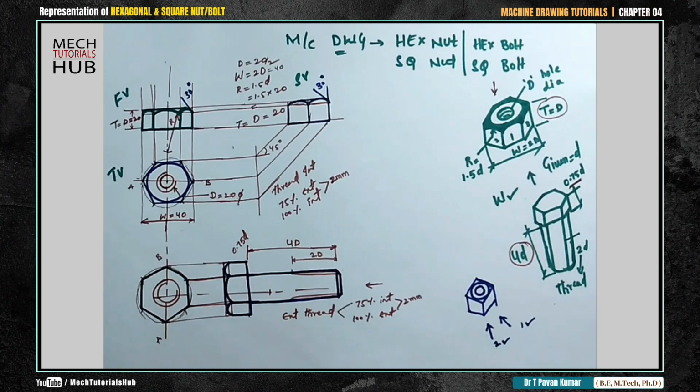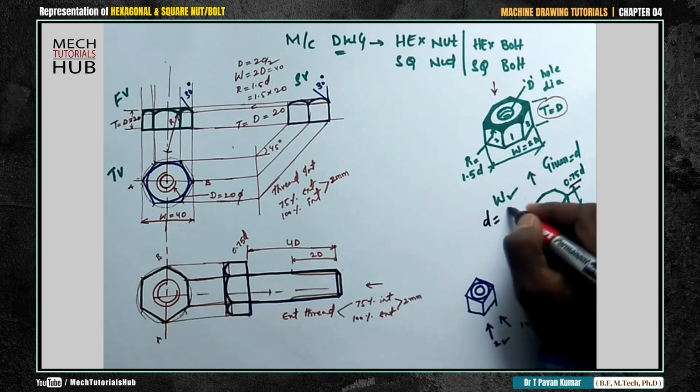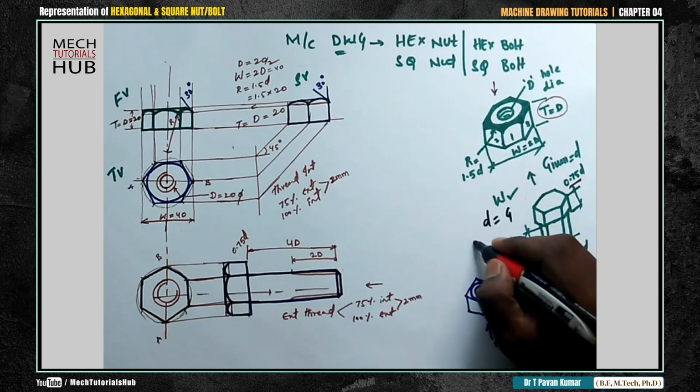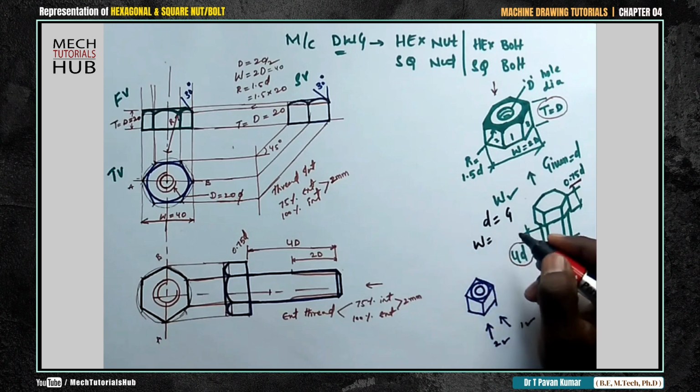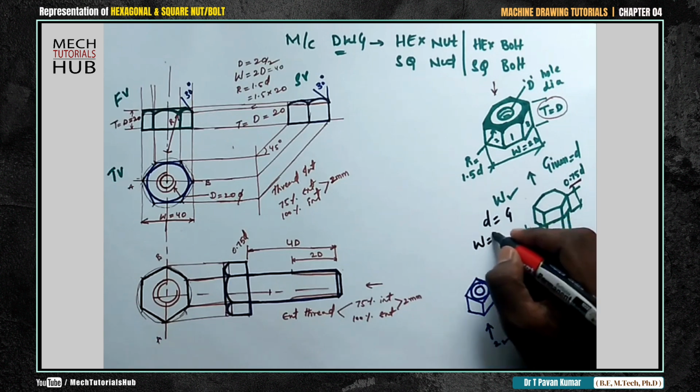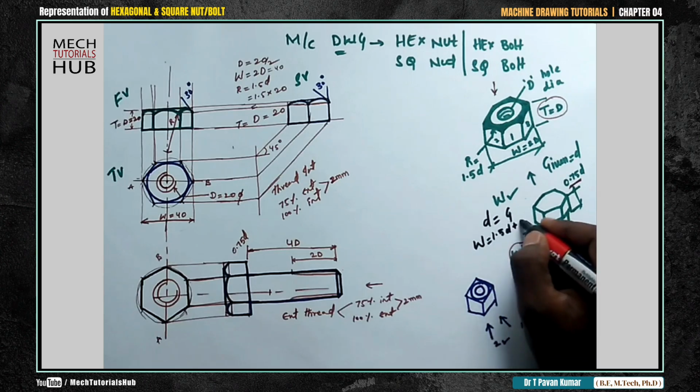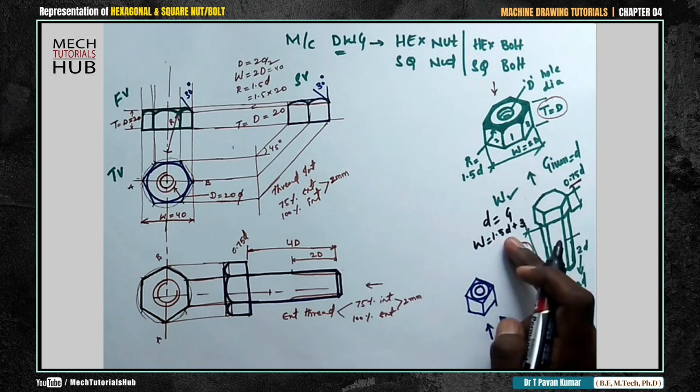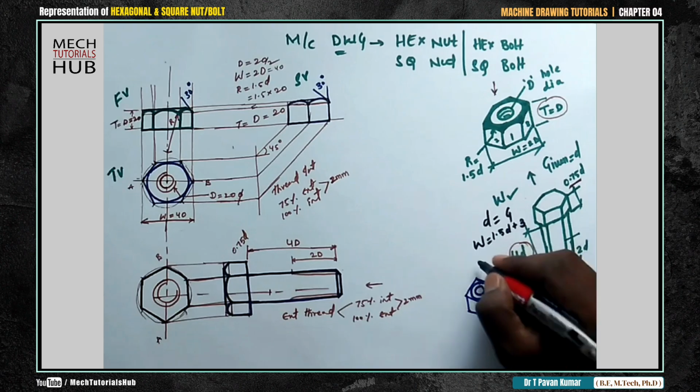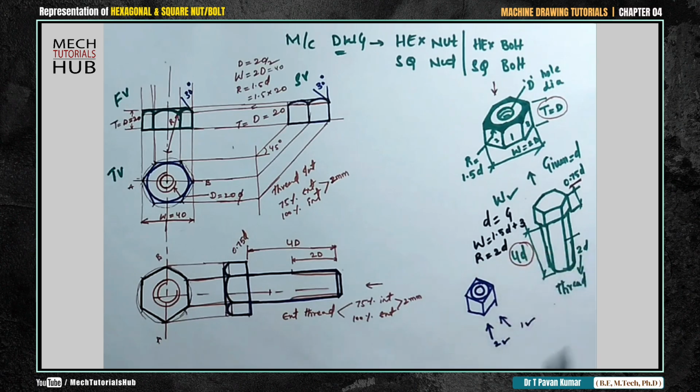I'll try to draw the representations a bit faster this time because everything is very simple. The D value will be given to you. The only difference is you need to remember one thing. What is W? In case of a hexagonal nut, W is equal to 2D, whereas in case of a square nut, W is equal to 1.5D plus 3m. You need to remember this. Whereas R is equal to 2D. A small change. That is the only change you find.